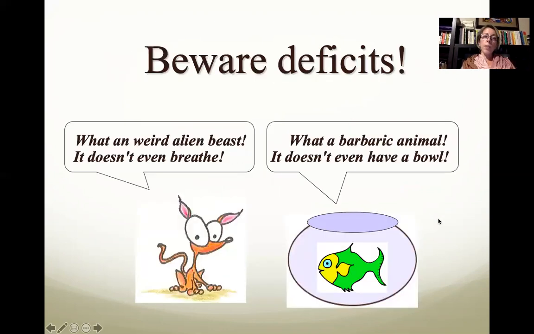I also wanted to bring up the concept of deficits. This is related to that suggestion to suspend judgment because we do not see what we do not know, right? We are biased to being able to see the stuff that we're familiar with. We're also biased in missing stuff that we're not familiar with.